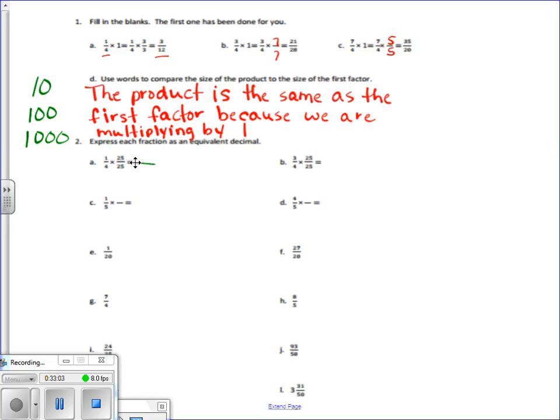So 4 times 25. 4 quarters. It's 100. 1 times 25. So then if you have 25 over 100, you have 25. Move that decimal in 2 places. 1, 2. 25 hundredths. That's all you have to do. I just went ahead and expressed it as a decimal.